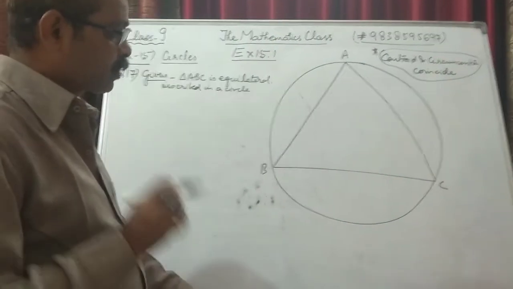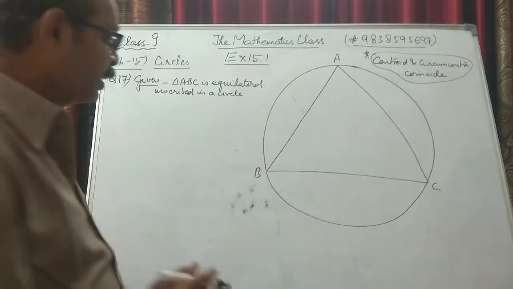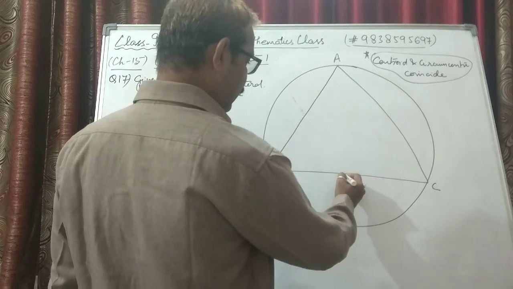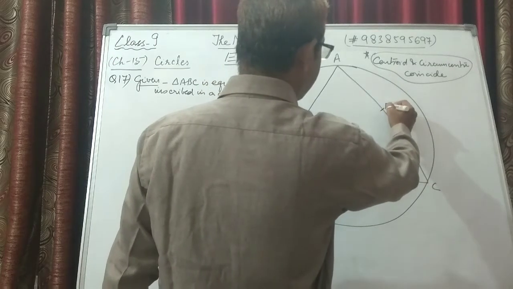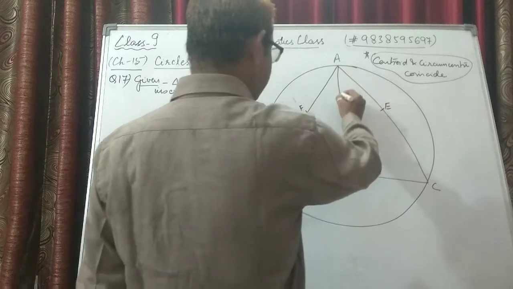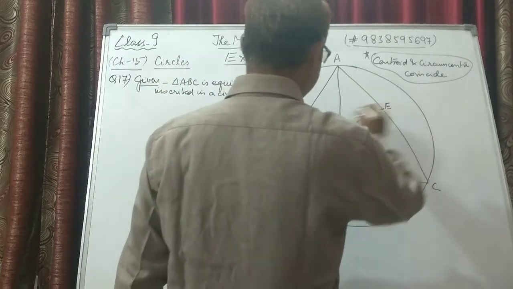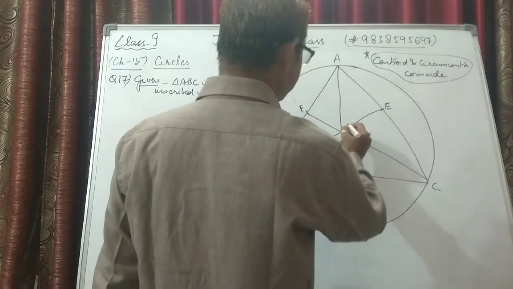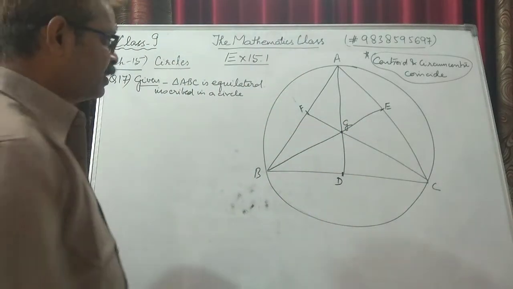What is the meaning of centroid? Centroid is the point where all three medians of the triangle meet. So what we'll do is mark the midpoints of the sides of the triangle. Let these be D, E and F. Now line AD is the median, line BE is the median, and line CF is also the median. The point where all three meet is the centroid. Centroid is represented by G.